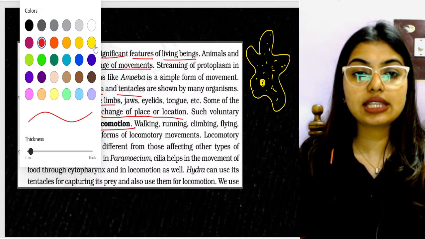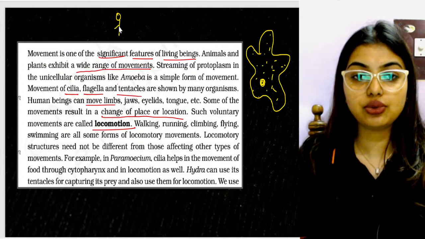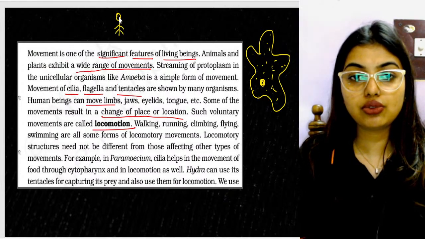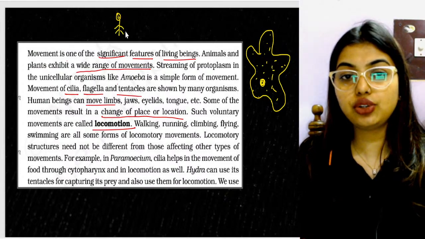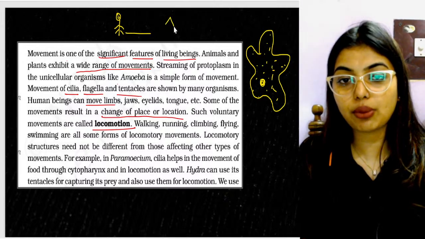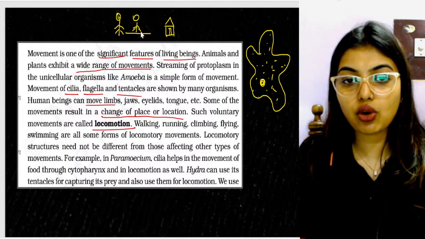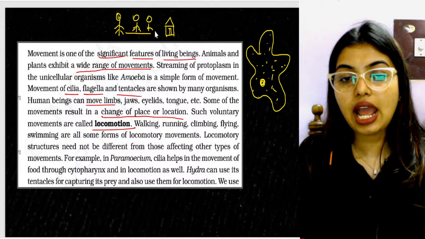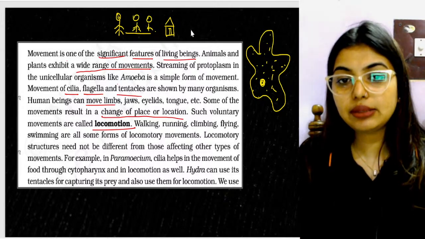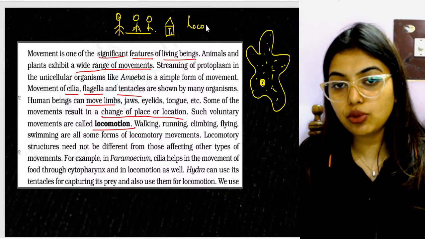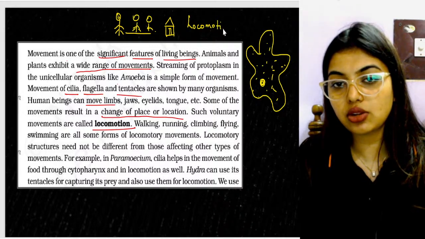So students, let's say there is Chintu, okay? This is Chintu, and this Chintu is going to the shop, okay? This is the shop. Now if Chintu is walking, right? Chintu is walking and he is doing displacement and he has reached the shop. That means I will call this a locomotion, okay? I will call this a locomotion.